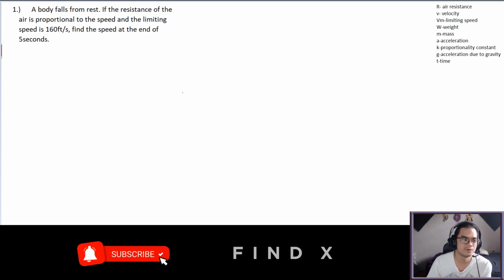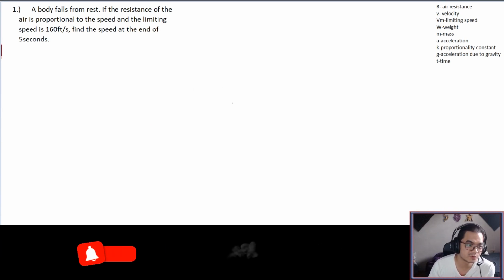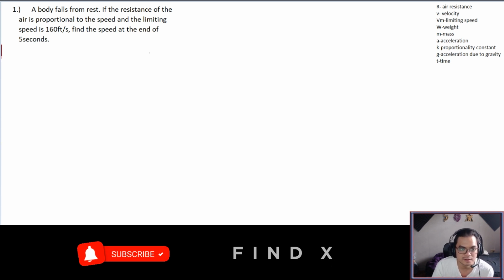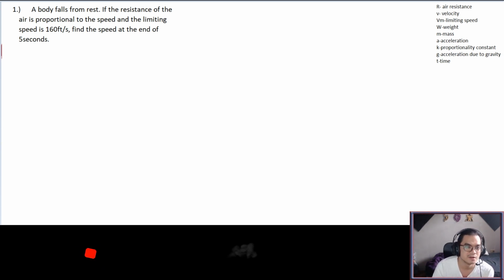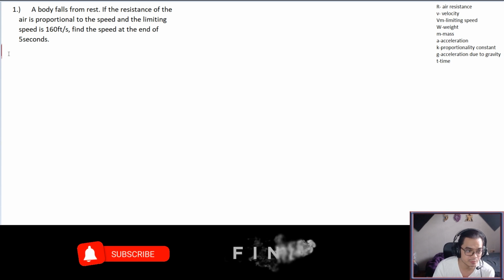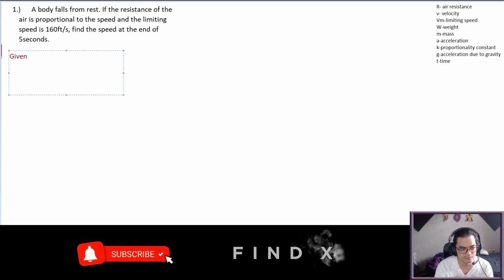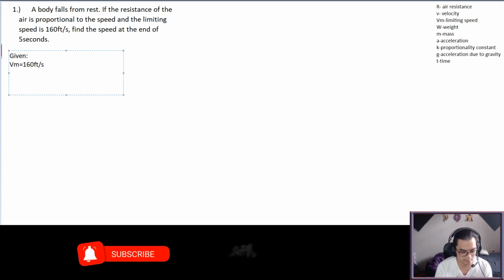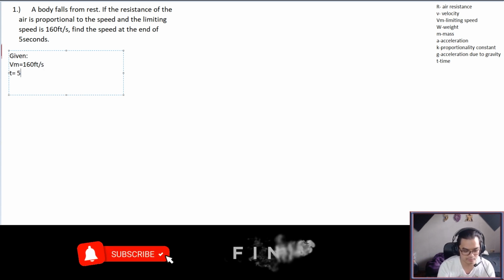Okay, so let's go to our first problem, which is a body falls from rest. If the resistance of the air is proportional to the speed and the limiting speed is 160 feet per second, find the speed at the end of 5 seconds. So let's put all the givens first. For the given, we have the limiting speed, so vm must be equal to 160 feet per second. And then we also have the time of 5 seconds.